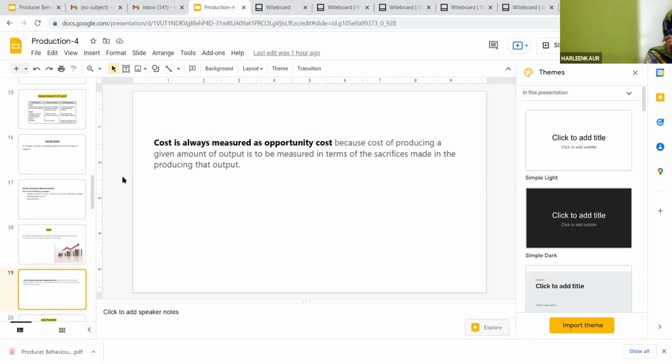So now let's understand that cost is always measured as opportunity cost. Do you know what opportunity cost is, as you have studied it in your term one? Yes, ma'am. Okay. Do you have any idea about what opportunity cost is? Can you recall a few points? Ma'am, opportunity cost is... Any example? I think I forgot. It's okay. So what is opportunity cost here? It is the total sacrifice made for producing a given level of output, from the perspective of the producer. Yes? Yes, ma'am. Okay.